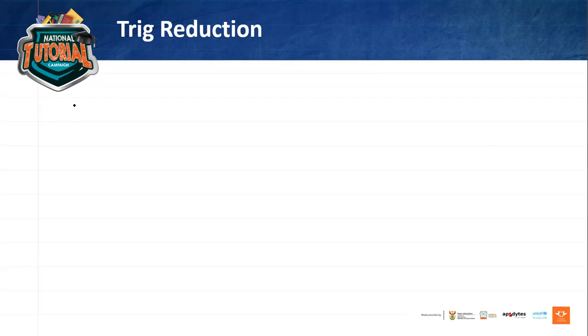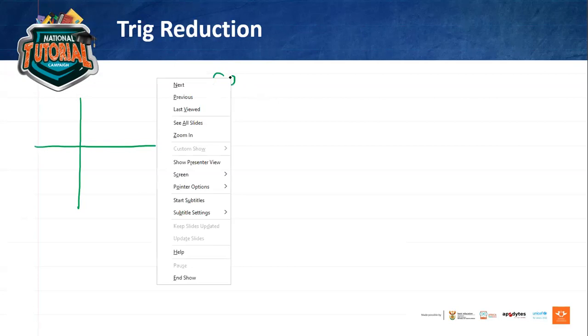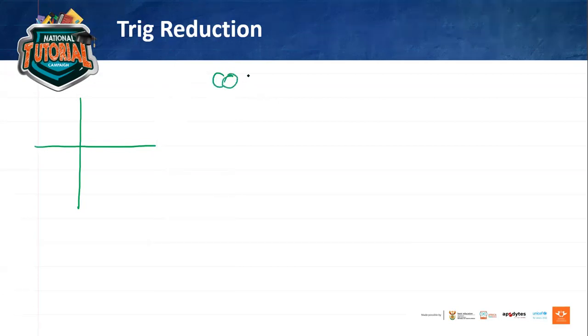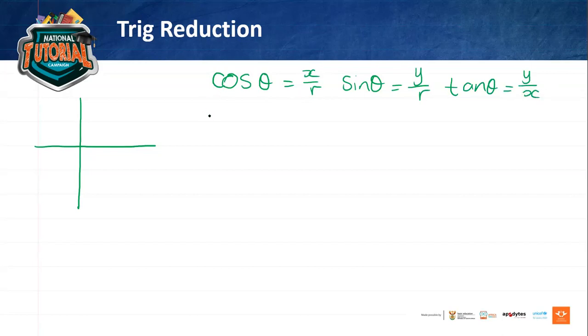And so we end up with our reduction formulae. Now, the easiest way to remember your reduction formulae is to remember the CAST diagram. So what we saw in quadrant 1, I'm going to recap it here for you, was that cos of theta is x over r, sine of theta is y over r, and tan of theta is y over x. So all my ratios are positive in quadrant 1. So when we're dealing with quadrant 1, I'm going to say A for all being positive.